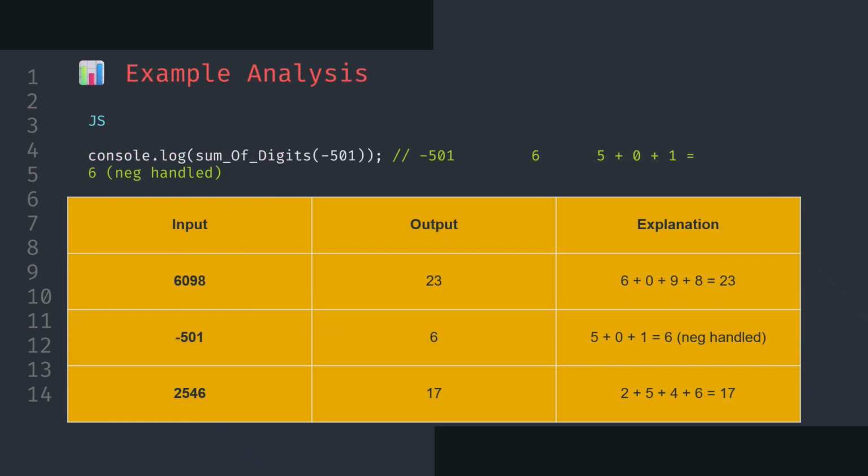Here's how the function works on different inputs. Even negatives work correctly because we convert them first, and each digit is carefully extracted and summed, confirming the correctness.